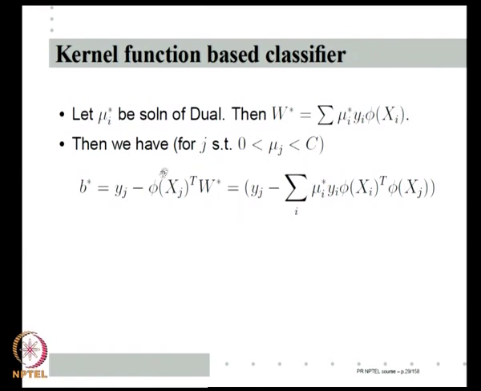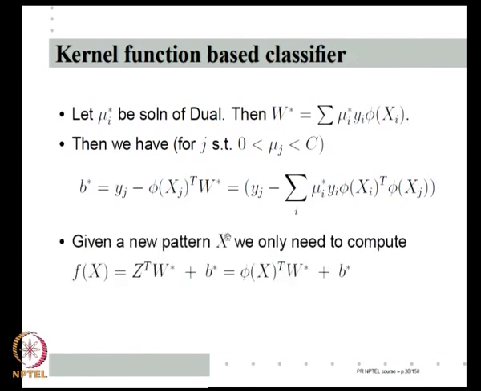Now, phi xj transpose W star can be written as W star transpose phi xj. W star is this. So, it will be yj minus mu i yi phi xi transpose phi xj. Now, phi xi transpose phi xj is k xi xj. So, I do not have to actually calculate any phi xi's or phi xj's for calculating B star. I can do it only in terms of k xi xj. Now, is that good enough? Yes. What do I have to do?